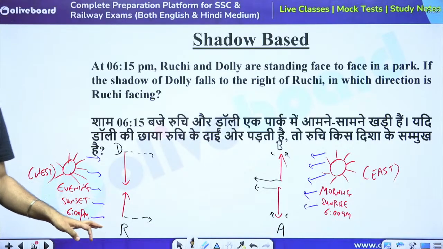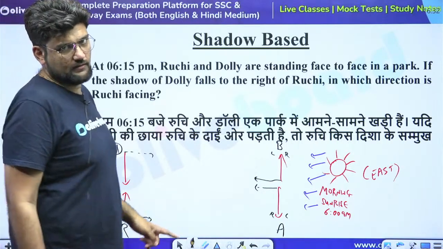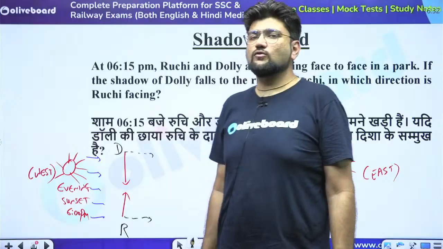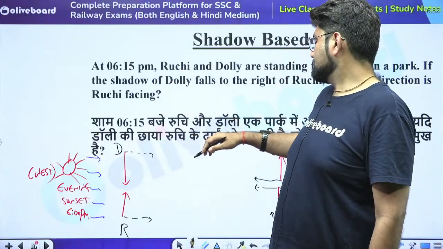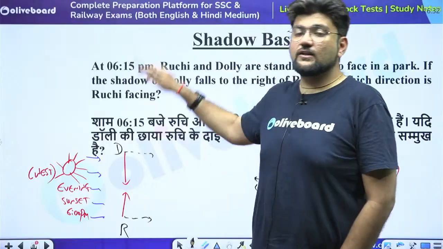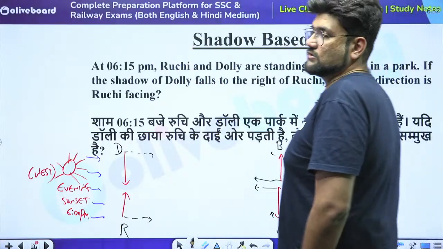Now this is where you went wrong, Dinesh. You said south. Ruchi is definitely sitting in the south. No doubts about that. Ruchi is definitely sitting in the south. Dolly is sitting in the north. But Ruchi is facing the north.